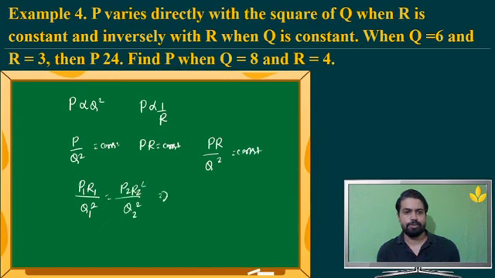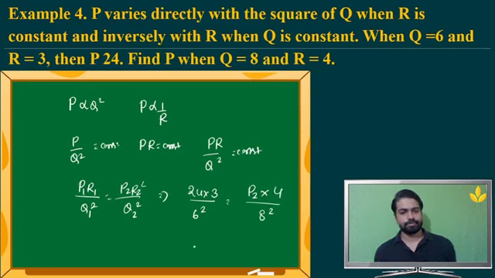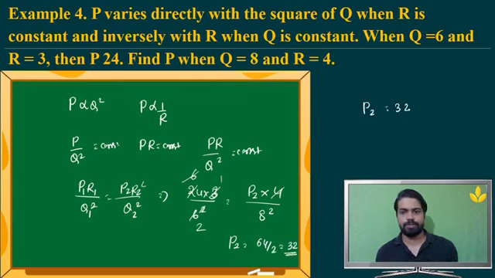So we just have to substitute the values. So P1 is 24, R1 is 3, Q1 is 6. So now we have to find P2, whereas R2 is 4, Q2 is 8. So what we can see here is 3 ones are, I can write, let me keep it as it is. First 4 ones are, 4 6s are, 1 6 will cancel with this, and 3 ones are, 3 2s are. So I end up with P2 is equal to 64 by 2, which is simply 32. So answer for the question is P2 is equal to 32.